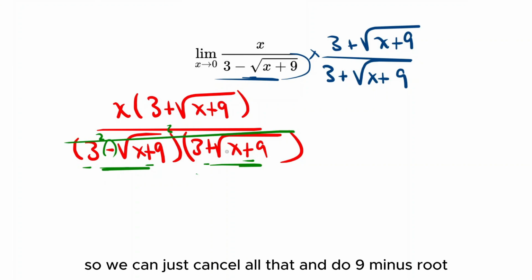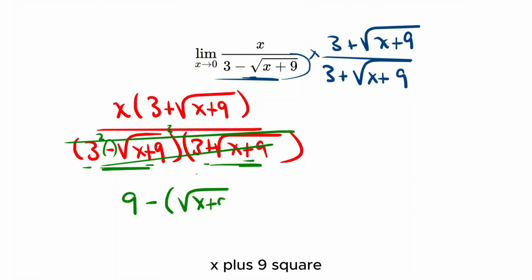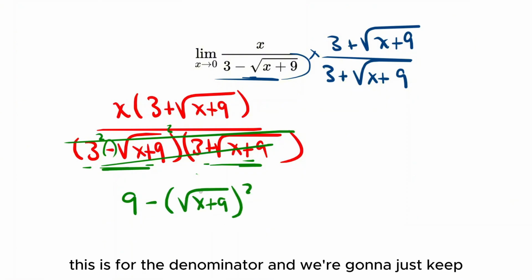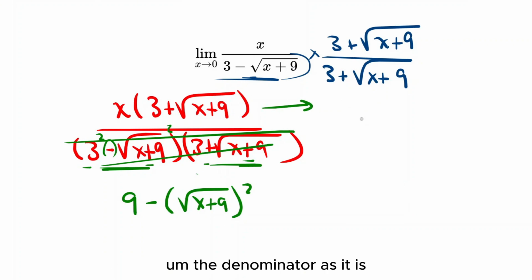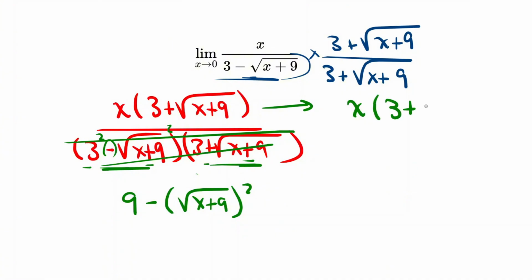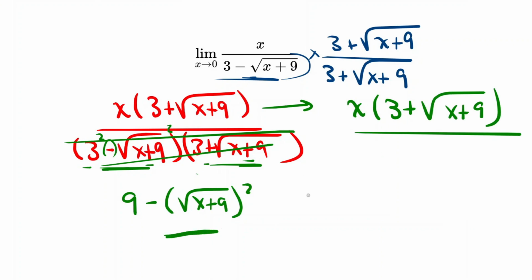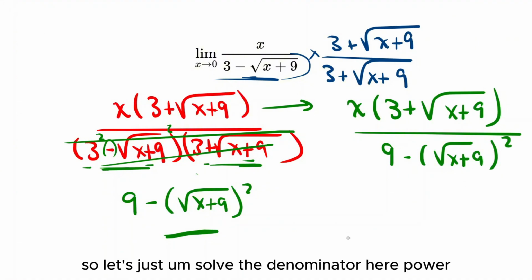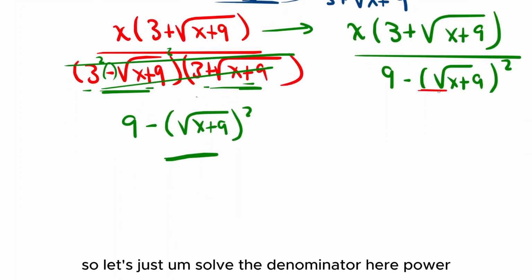So we can just cancel all that and do 9 minus root x plus 9 squared. This is for the denominator, and we're gonna just keep the numerator as it is, divided by this value squared. So let's just solve the denominator here.